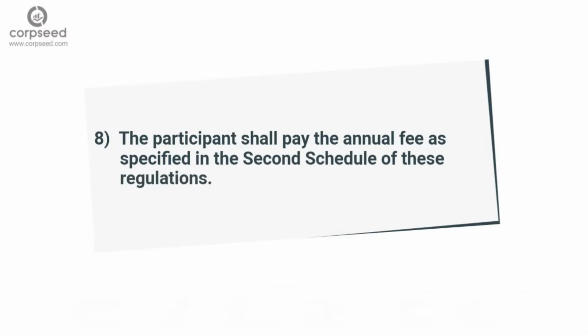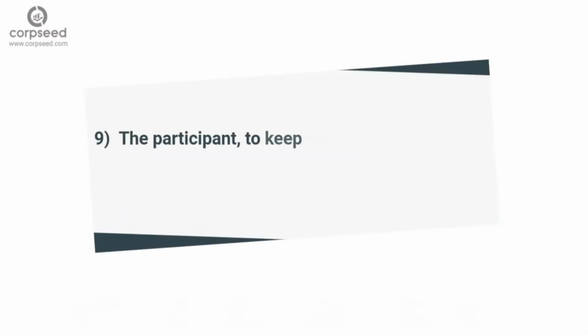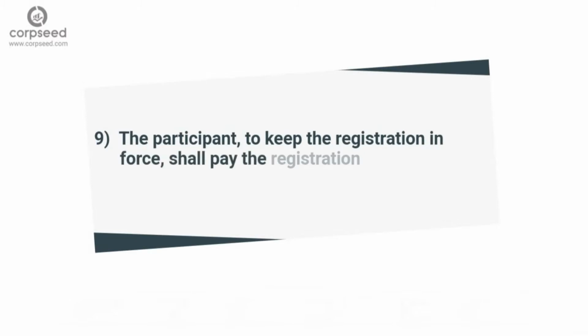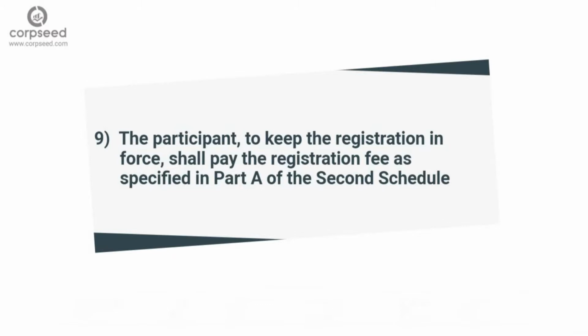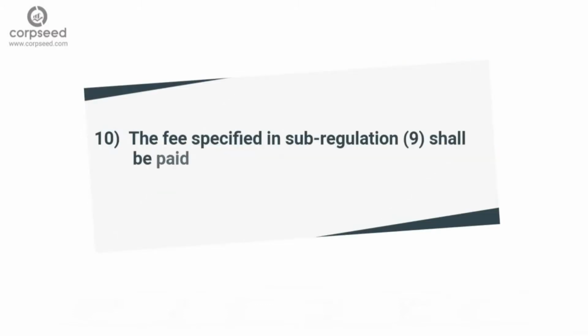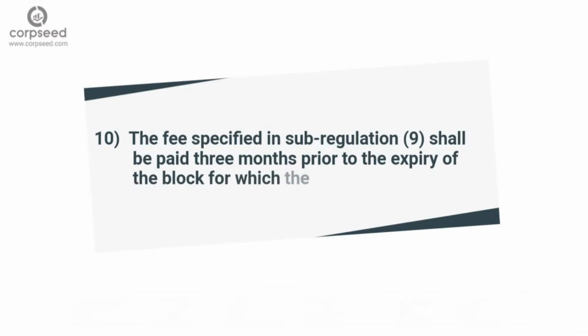The participant shall pay the annual fee as specified in the second schedule of these regulations. The participant, to keep the registration in force, shall pay the registration fee as specified in Part A of the second schedule for every 5 years from the 6th year of the date of grant of a certificate of permanent registration. The fee specified in Sub-Regulation 9 shall be paid 3 months prior to the expiry of the block for which the fee has been paid.